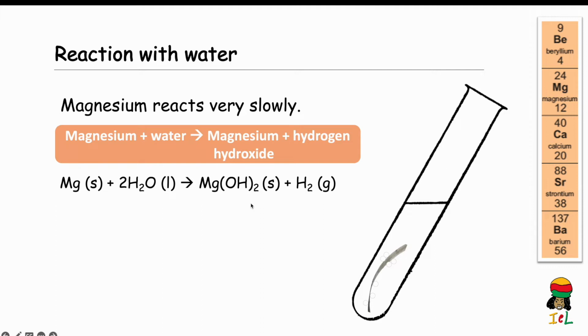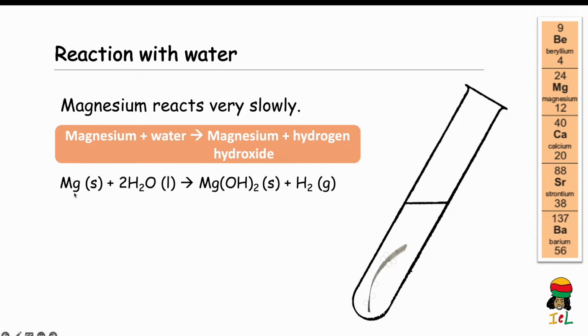For the chemical equation, magnesium, Mg, in the solid state reacts with water, H2O, in the liquid state to produce the white precipitate of magnesium hydroxide, Mg(OH)2, and hydrogen gas, H2. The chemical equation is balanced by putting the number 2 in front of the formula of water. Therefore, we now have equal numbers of each atom on either side of the equation.